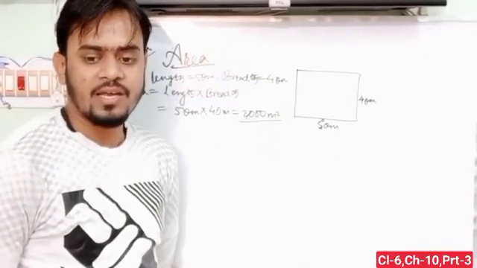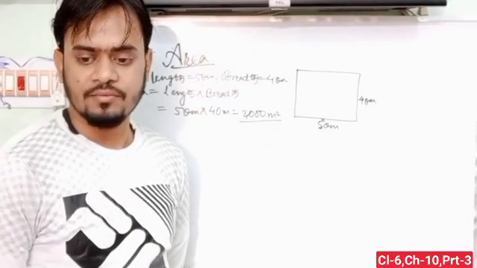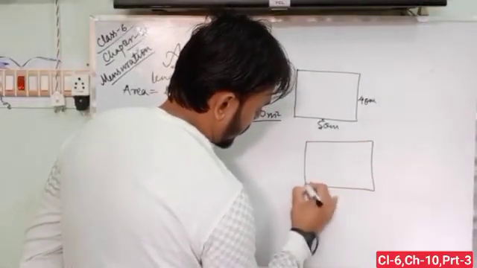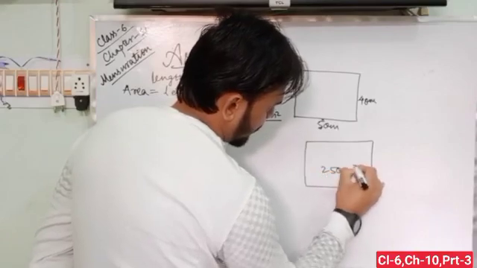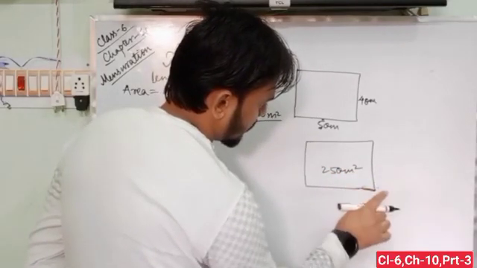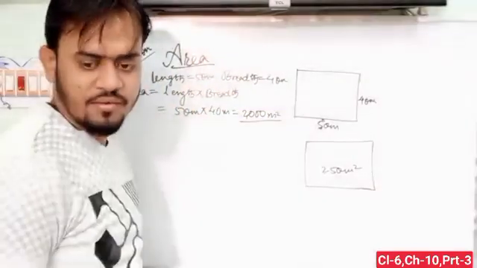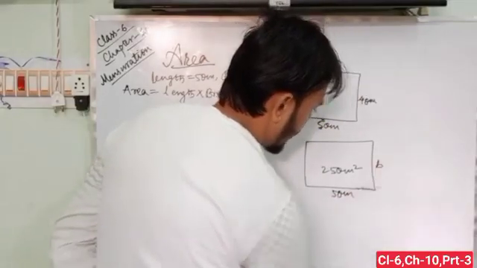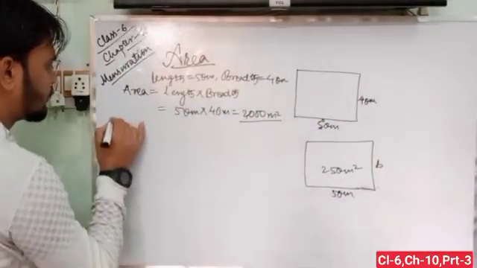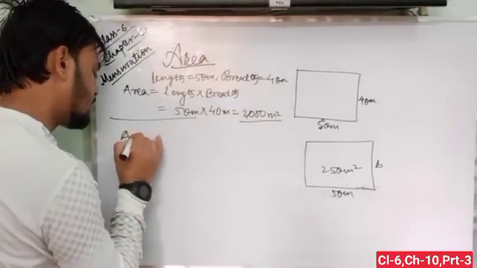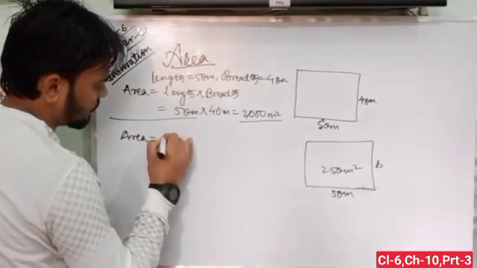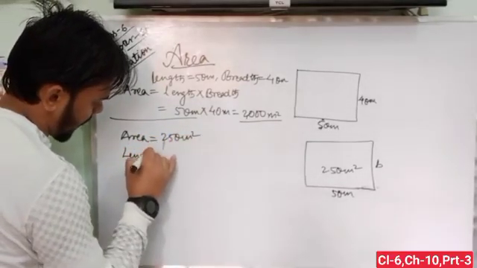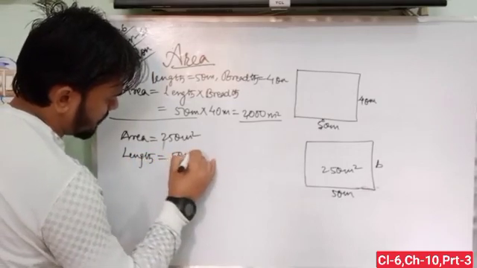If we have an area and length, then how can we find the width? I have a rectangle whose area is 250 meter square. Already area is given and the length of this rectangle is equal to 50 meter. You have to find out the breadth. So right here, area is equal to 250 meter square, length is equal to 50 meter.